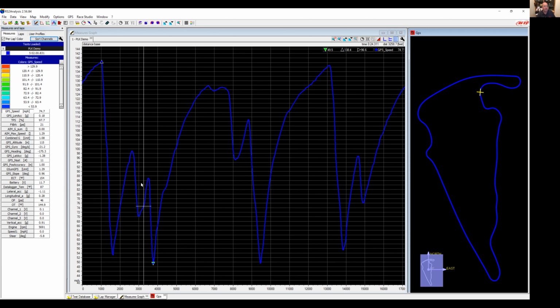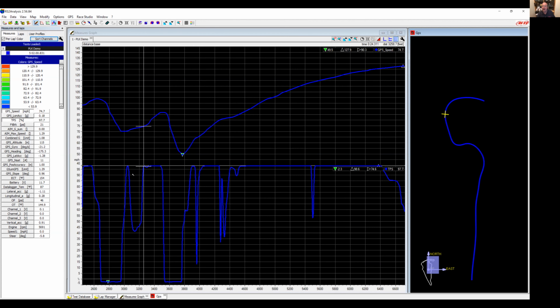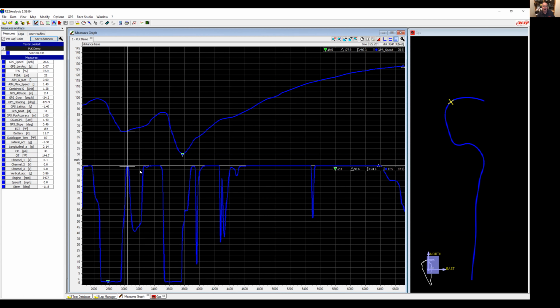So what I'm going to do is look at this particular corner. Let's see, here we go. All right, so on the map, I can see that I went back to full throttle at turn in. I probably braked a little early. I realized, whoops, I'm not going to make it down to the apex. I can't give it full throttle.